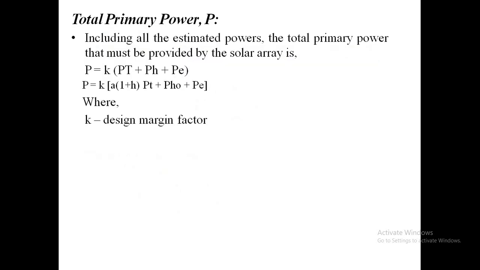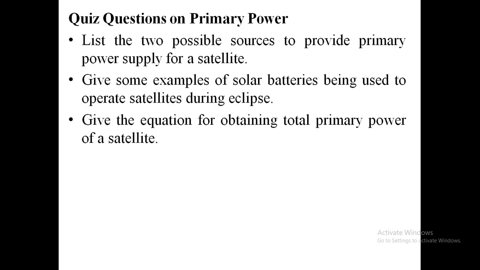Total primary power. The total primary power is the combination of all the above powers. Including all the estimated power, the total primary power that must be provided by the solar array is given as P equals K (PT plus PH plus PE), where K is the design margin factor.